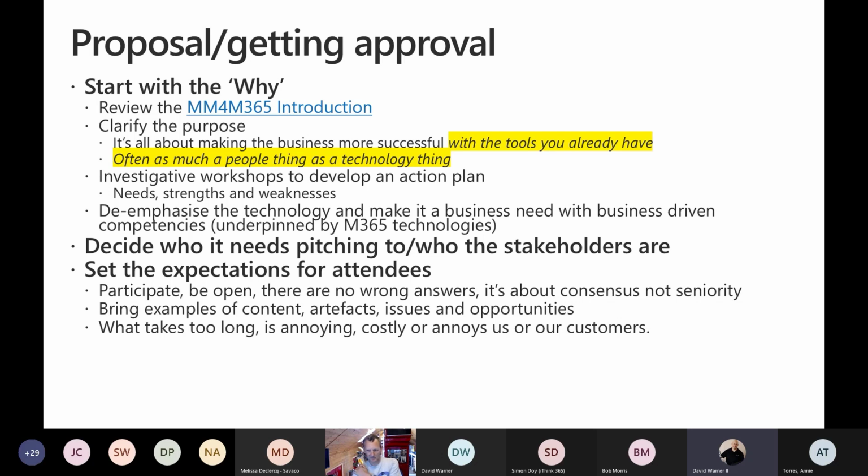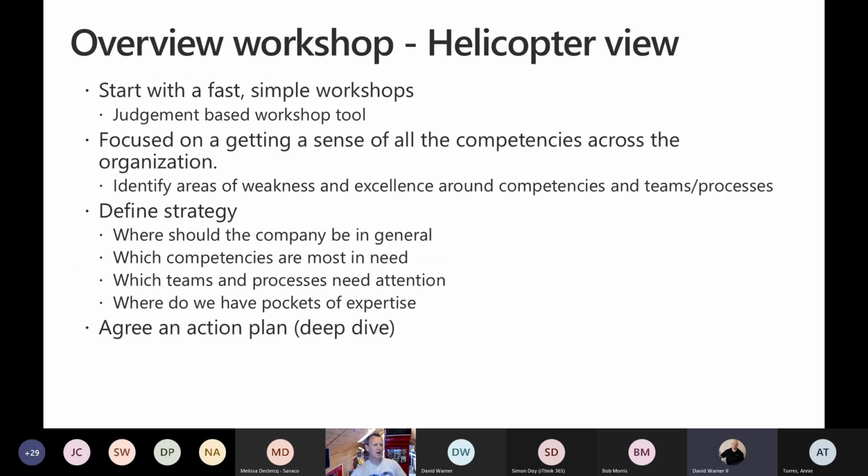Right, let's move my slides along. So this is what we think the overview of a helicopter workshop looks like. It's a fast, simple workshop, and we're not going to be very analytical about this. We're going to base it on people's judgment. It's focused on getting a sense of the entire competency set across the organization, and as I said before, about defining strategy.